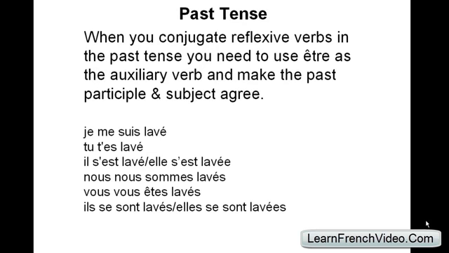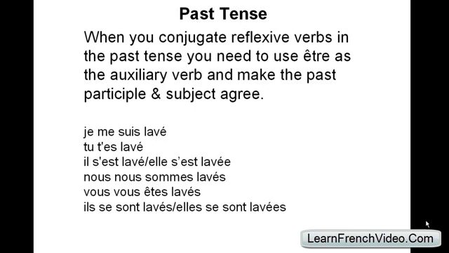Now we're going to look at reflexive verbs in the past tense. So what you do is you use être as your auxiliary verb. And I'm going to put a link on my site, but I've just recently done a lesson on how to conjugate verbs which use être in the past tense. So with reflexive verbs, you always use être in the past. So here's how it works.